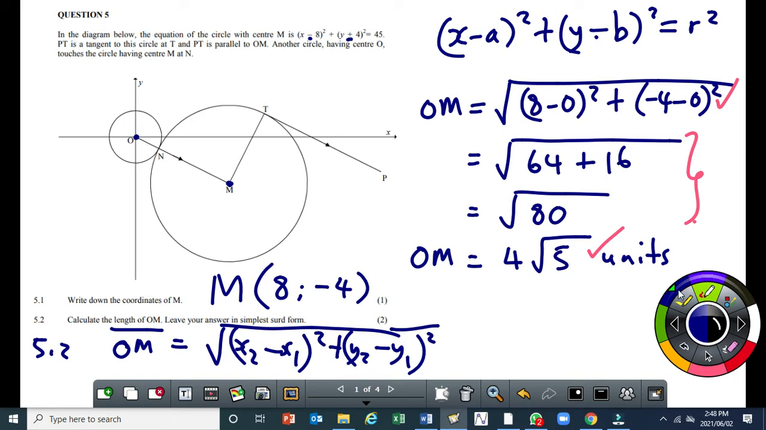Okay? So, first, just to summarize 5.1 and 5.2: you need to know how to determine the coordinates of the center, then you need to know how to find the length of a line segment. That's grade 10. So 5.2 is a grade 10 question. 5.1 is the grade 12 equation of a circle.